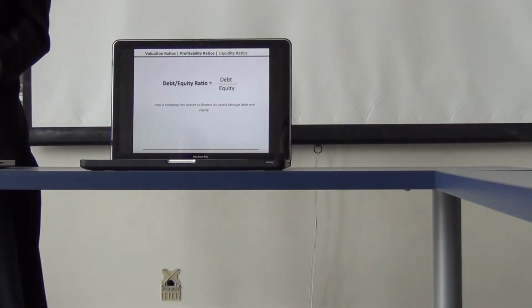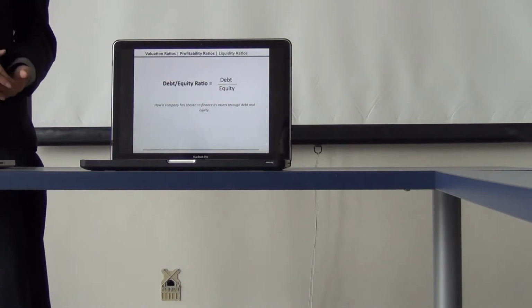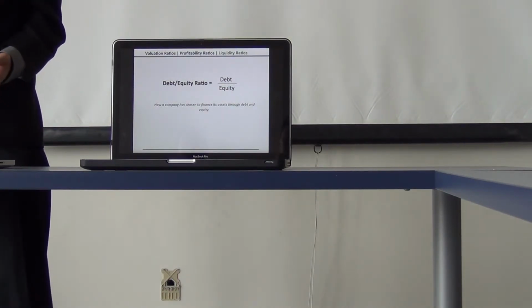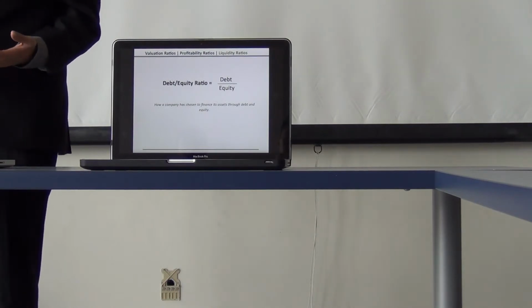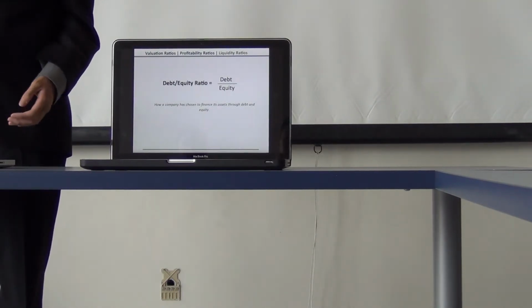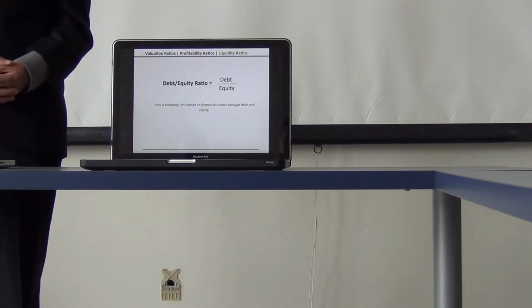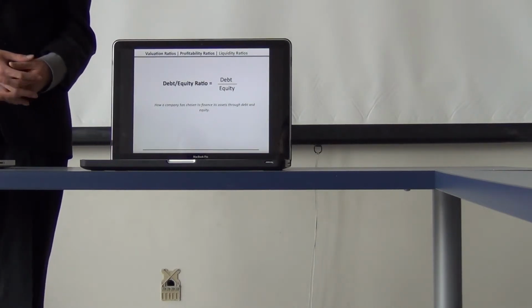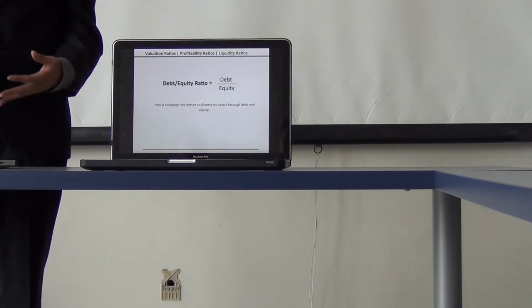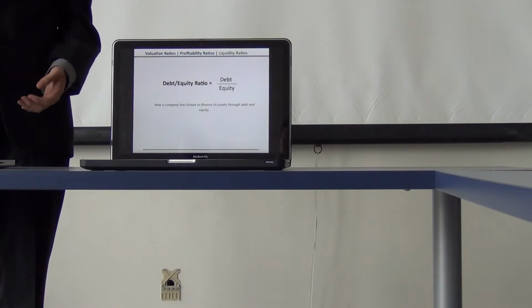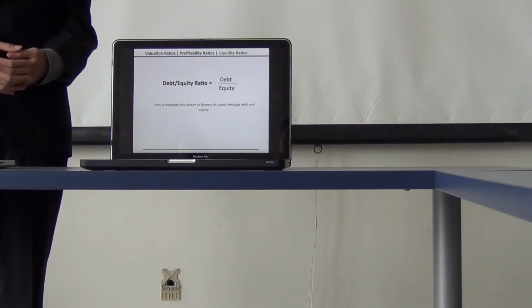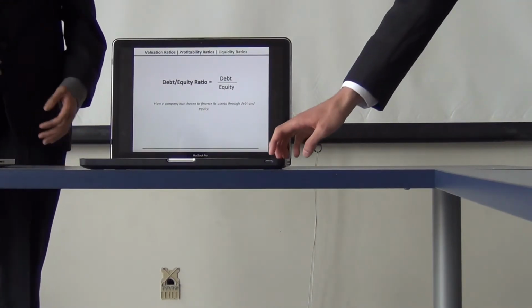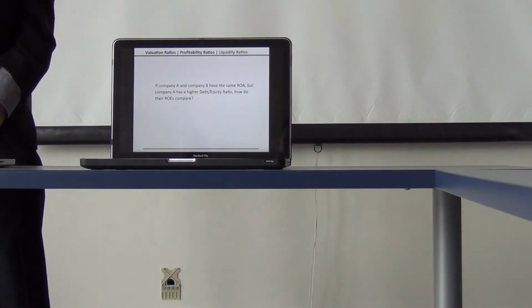So, debt to equity ratio. Debt is the amount of money the company has borrowed, divided by equity. Equity means ownership, in this case ownership in the company. So it's the amount of money that stockholders have put in the company. In general, a higher debt to equity ratio means that the company is very reliant on borrowed money. That could be a bad thing because they have to pay more in interest, which would increase the cost and reduce their profits. Okay, so we have a question for you.